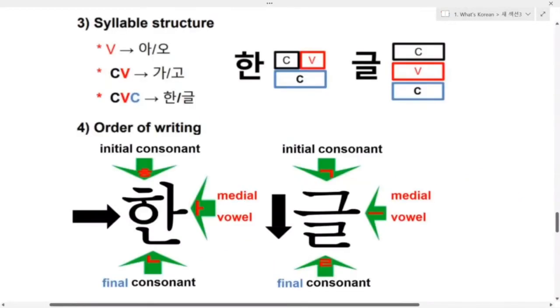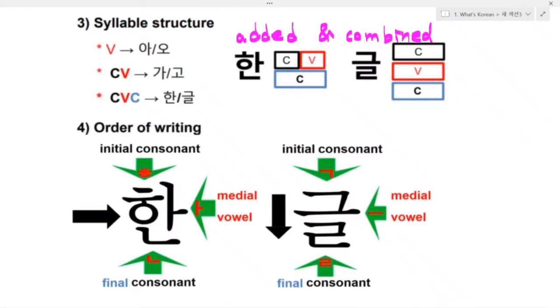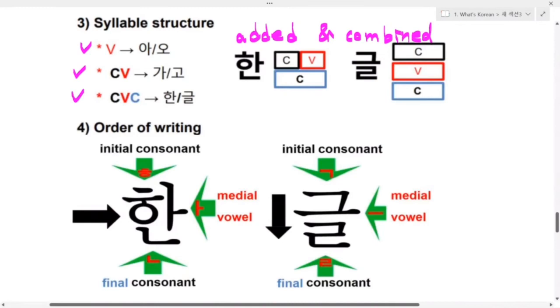The characteristic of Hangul is added and combined, because it combines vowels and adds strokes to the consonants to make letters. It's easy to learn, and you can write all the sounds of the world in Korean. The Korean representative syllables are as follows, composed of only a vowel, a consonant and a vowel, and a vowel and a consonant.